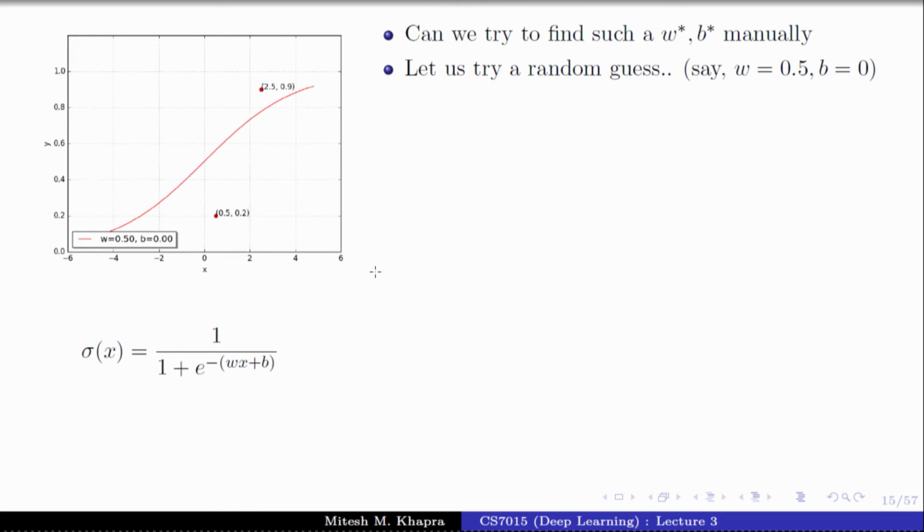I'll start with a random guess. W is equal to 0.5 and B is equal to 0. And I plotted the sigmoid function. Okay? Is this good or bad? Bad. Okay. How bad is it? This much and this much. How bad is it? Can you give an answer for that? A definite quantitative answer for that.